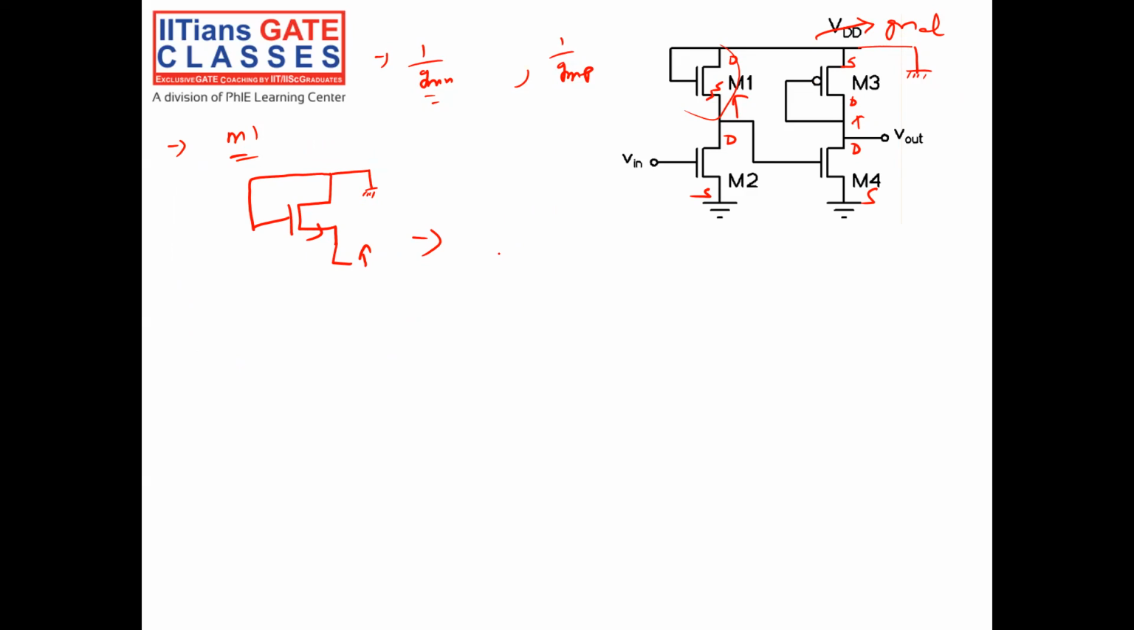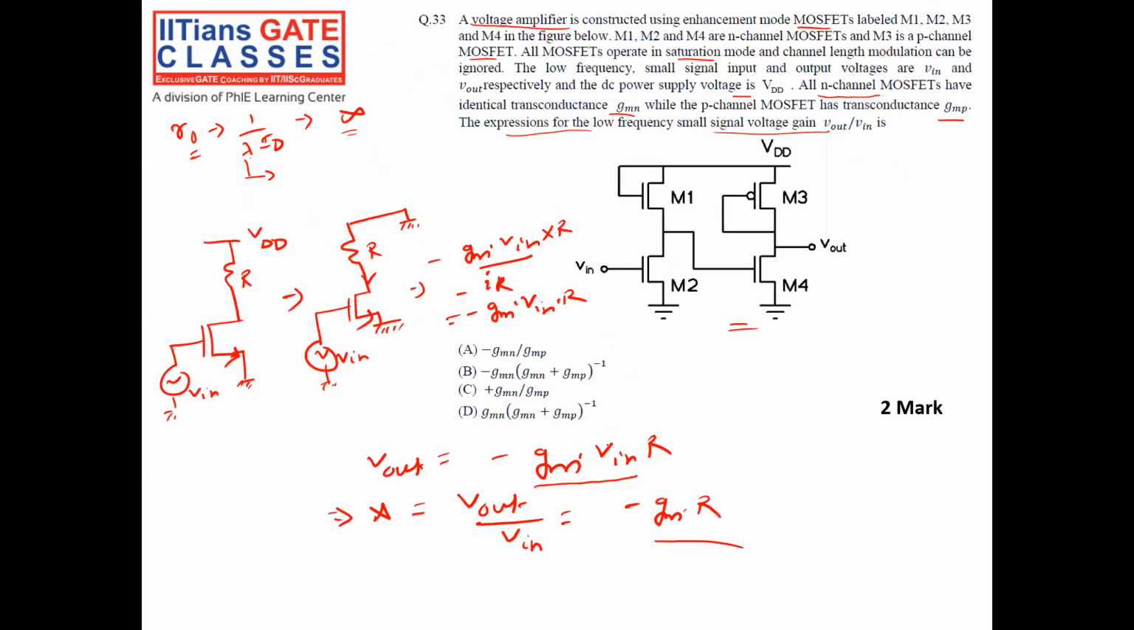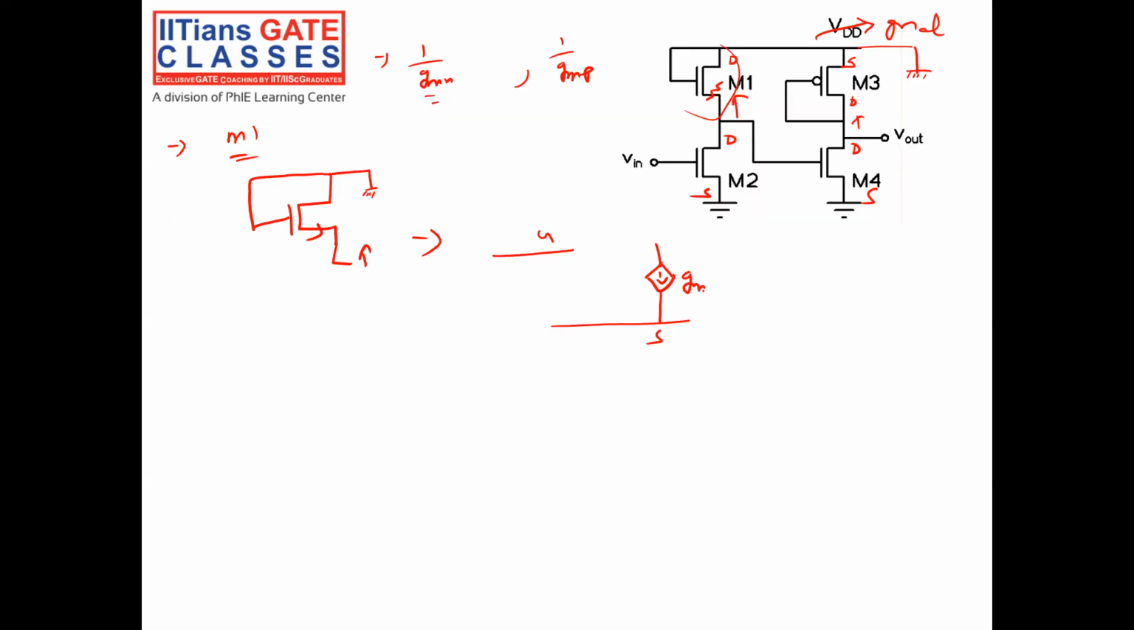What is the small signal equivalent circuit? I have a gate, I have a source. Between gate and source, I have a current source, like I have shown, gm into VGS. This is my drain. So this is the small signal equivalent of transistor M1. Now you see gate and drain are connected, so I will connect gate to drain, and it is connected to ground. Drain is connected to ground, and the source is where I want the resistance.